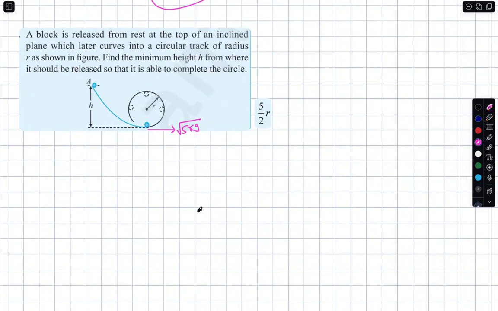At the bottom, maximum, according to the critical conditions, it should make root 5 RG to maintain vertical circular motion. Therefore, look, these are 2 cases.